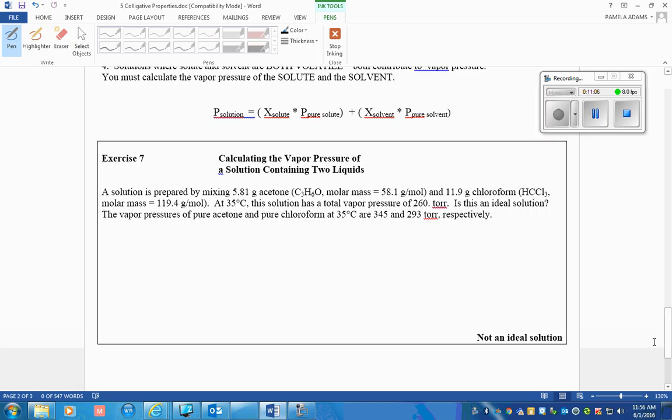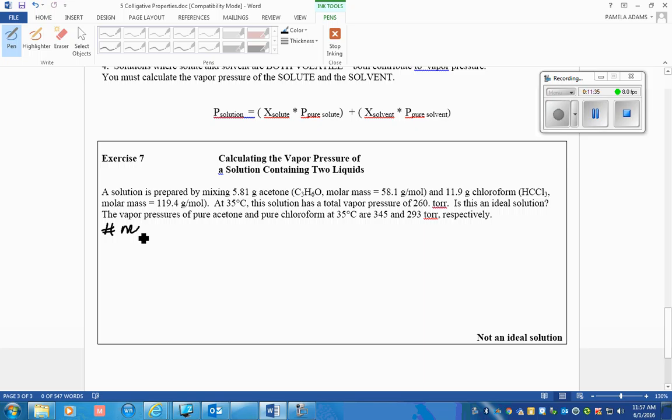Alright, now I want to talk about what happens when we have two liquids, both of which are volatile. They will both create a vapor pressure over the liquid, and we need to account for both of them. Essentially, you find the vapor pressure of both of them and add them together. Now, generally, we call the solute the one that is in lesser quantity than the solvent. So let's figure this out.